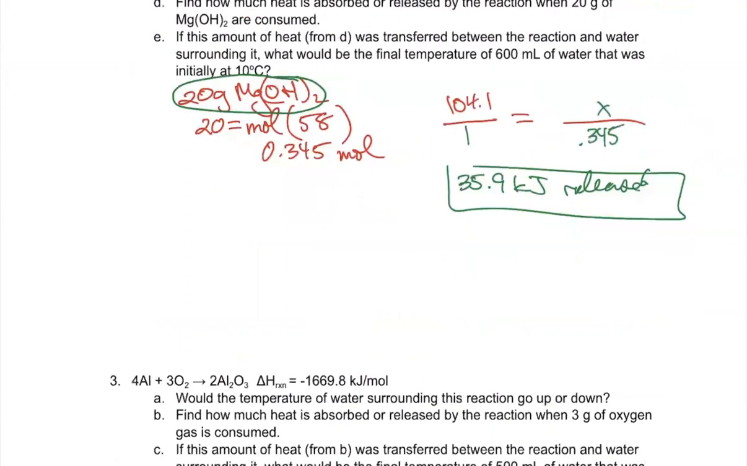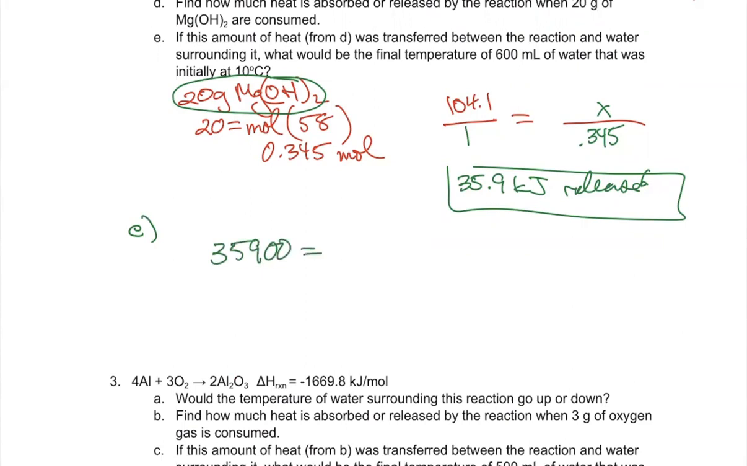For E, same idea as above. I'm going to convert that to joules. Heat in joules equals mass Cp delta T. So 35900 divided by 600 and divided by 4.18 gives me 14.3 degrees Celsius.